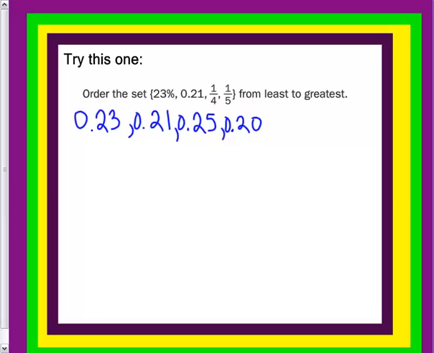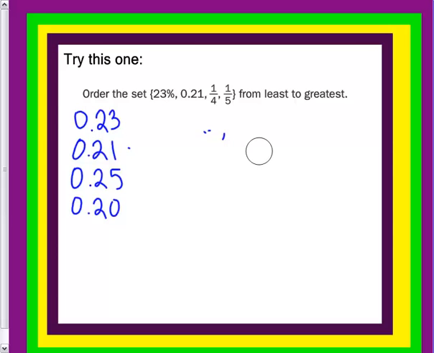Okay, so now when you're putting them from least to greatest, you have them all with their decimals in the same position. So I like to line them up by their decimals so you can kind of compare them. So we have 0.23. I'm going to bring them all over. So we have 0.21, 0.25, and 0.20. So I move those ones over. And now you can compare them vertically.